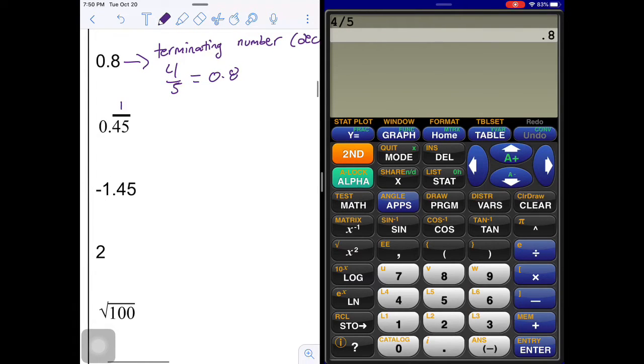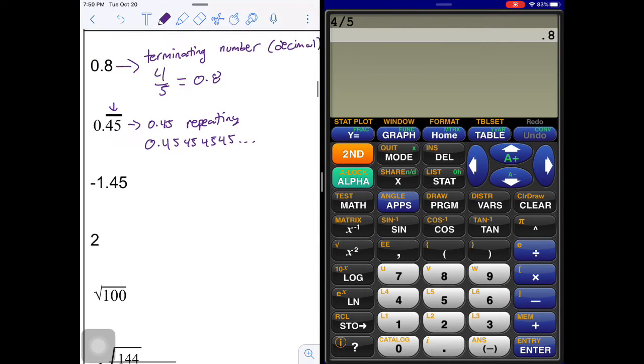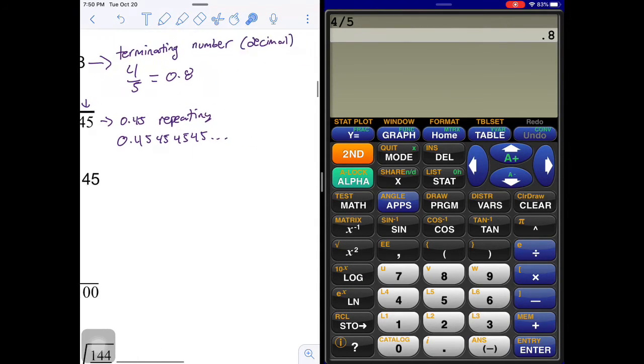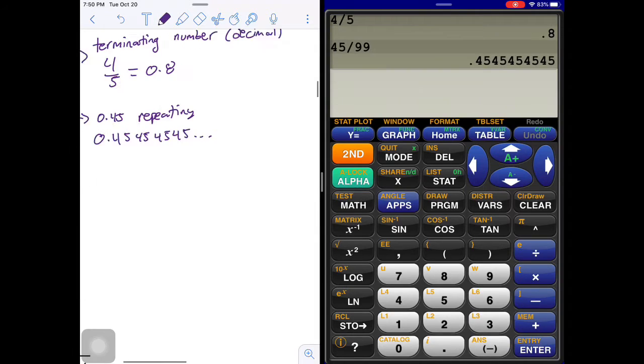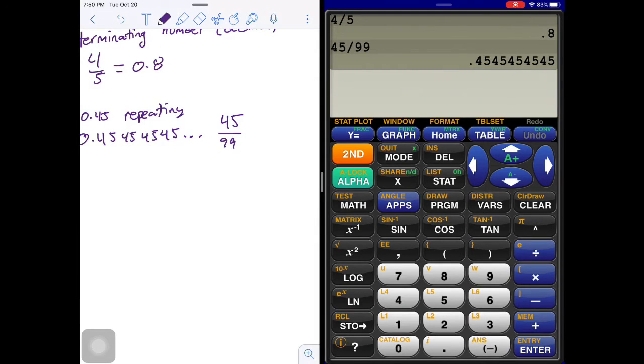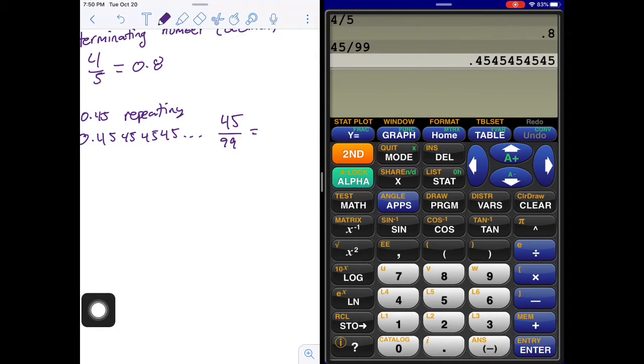Now, what does this bar mean? We read this as 0.45 repeating. So we could also write this as 0.45454545 forever and ever. That's why you put that bar on the top. Now this also can be represented as a fraction. It is 45/99. Our calculator is going to end at some point, but recognize this is just going to keep repeating forever. So this also can be represented as a nice fraction.